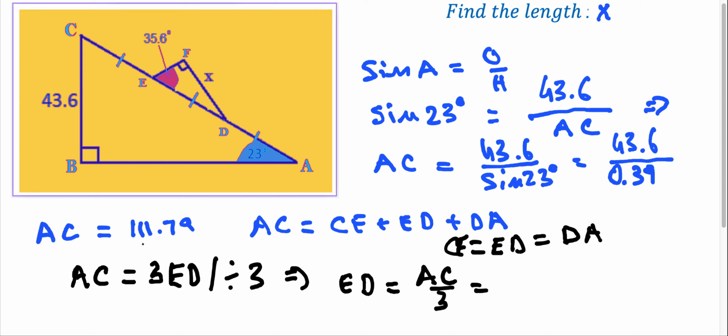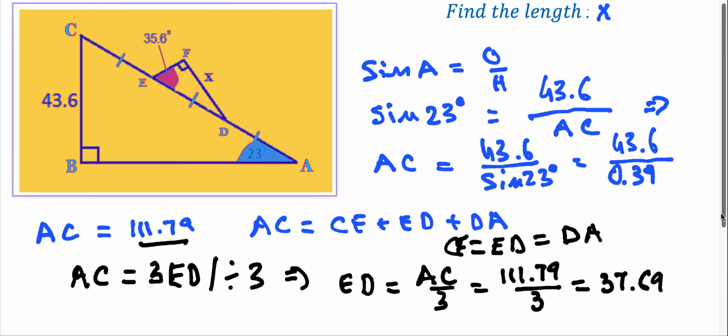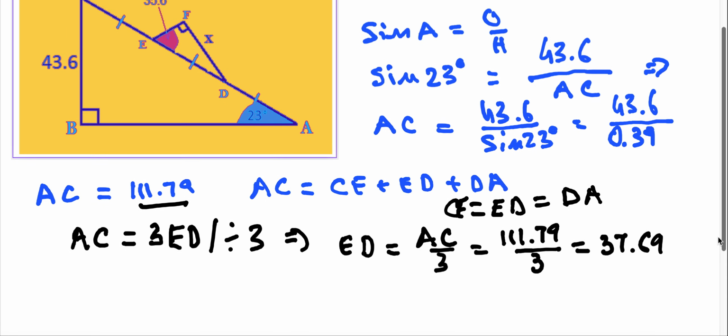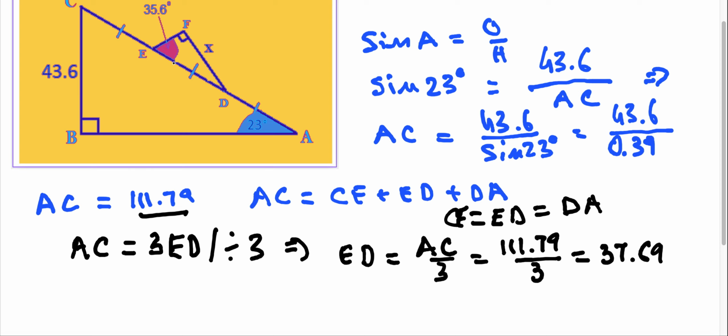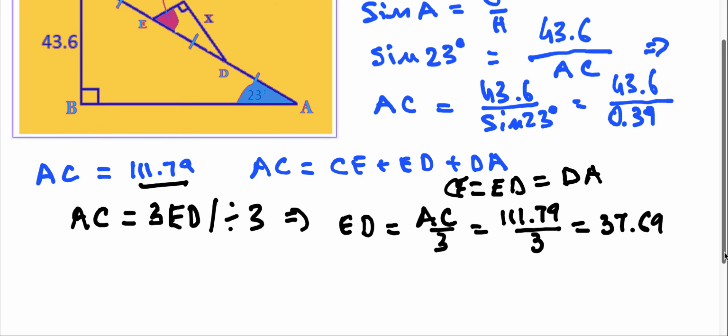But AC here we see is 111.79 units, and if we divide by 3, it turns out, so we can calculate it in a calculator, to be 37.69 units. But now, if we are looking at the small triangle EDF, and to find X, we have this angle 35.6, but the angle is the opposite of the X. So we can use the trigonometric ratio of the sine, or in other words, the sine of 35.6 degree.